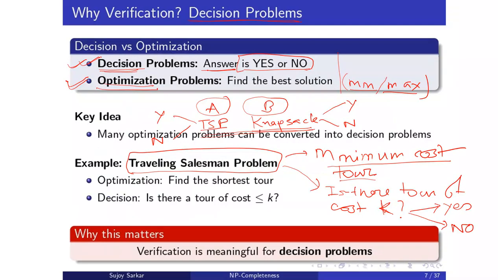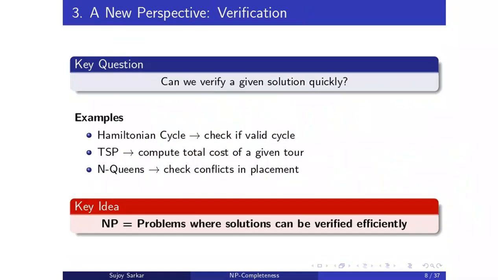One thing you need to note down here is that if the decision problem is difficult, then the optimization problem also will be. That is, if we can solve the decision problem, then we can solve the optimization problem also. We'll discuss this point later on. Fine.